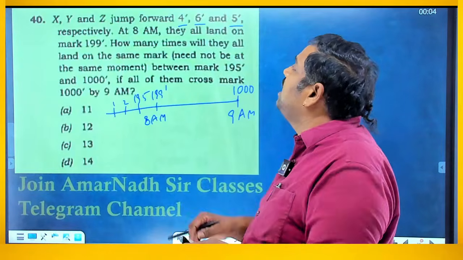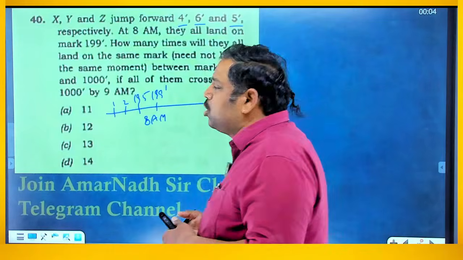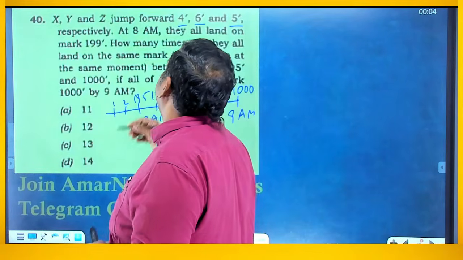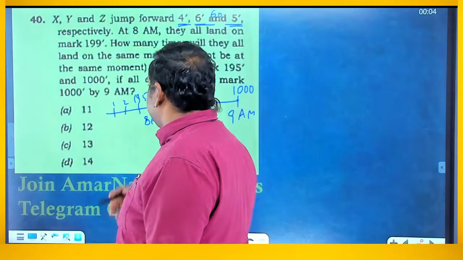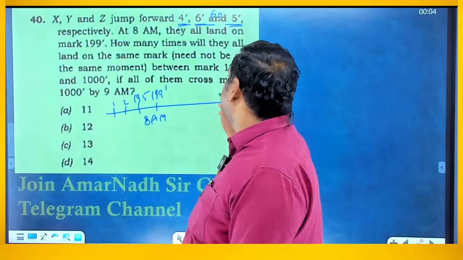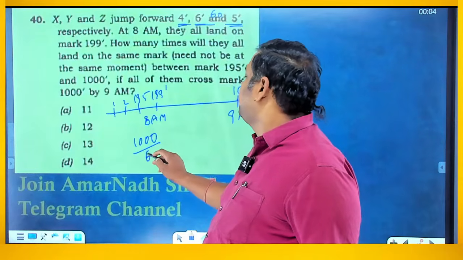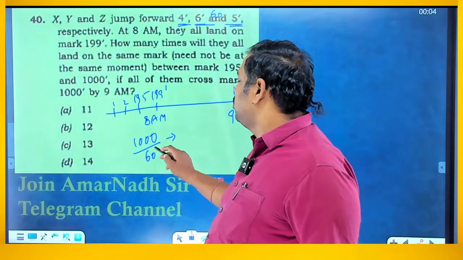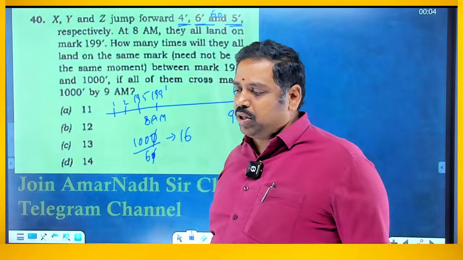So the sizes of the leaps are 4, 6, and 5. For them to meet at the same point, the distance should be the LCM. The LCM of 4, 6, and 5 is 60. For every 60 feet, they will meet. He is asking between 195 and 1000. Before 1000, dividing by 60, they will meet 16 times.